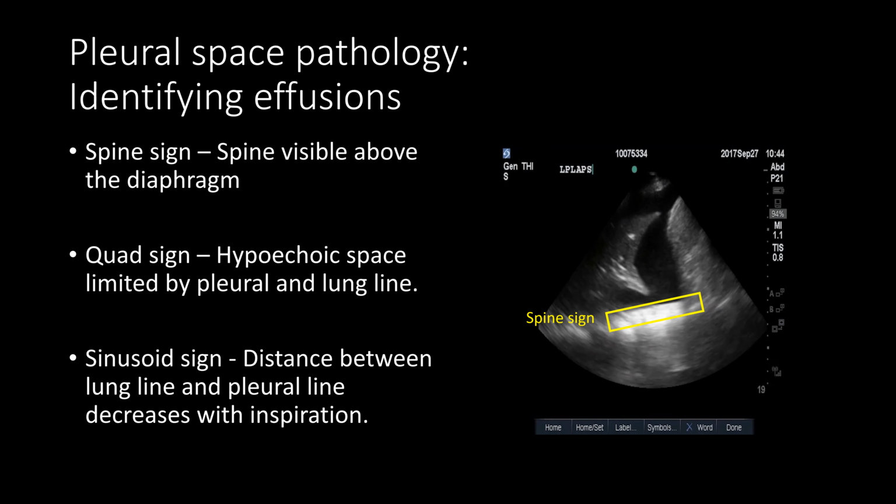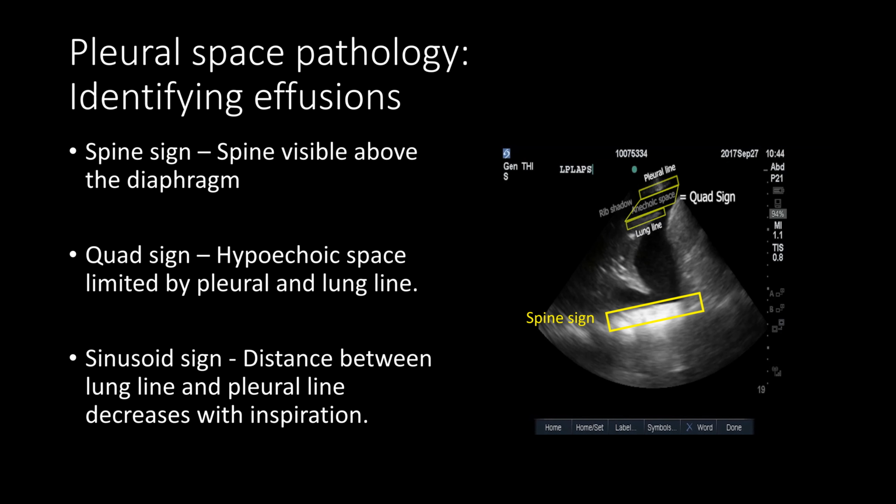And an effusion is defined by the presence of several signs, but the most notable and most commonly used is the spine sign, and is shown in the bottom yellow box here. And what this is, the spine extends above the diaphragm. In normal lung, we would not normally be able to see the spine superior to the diaphragm.